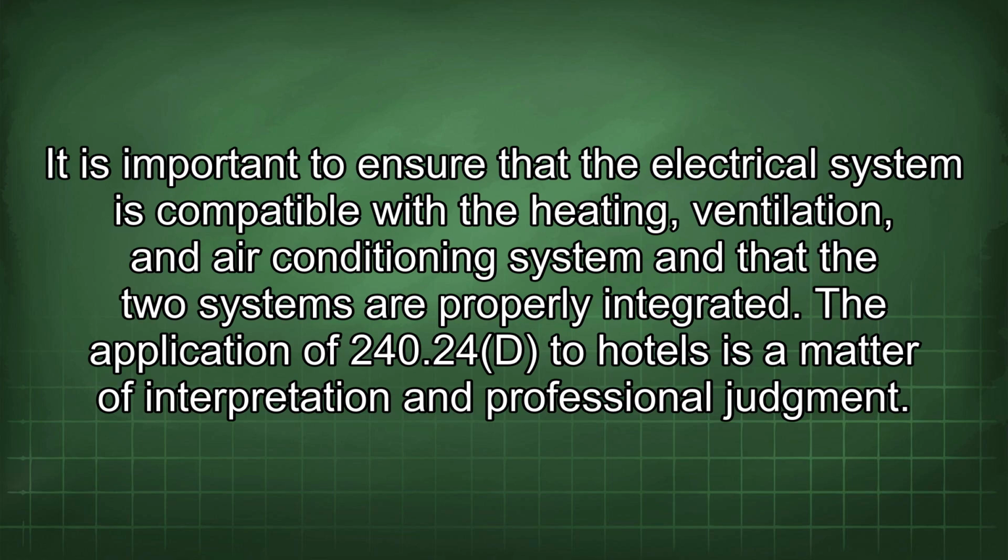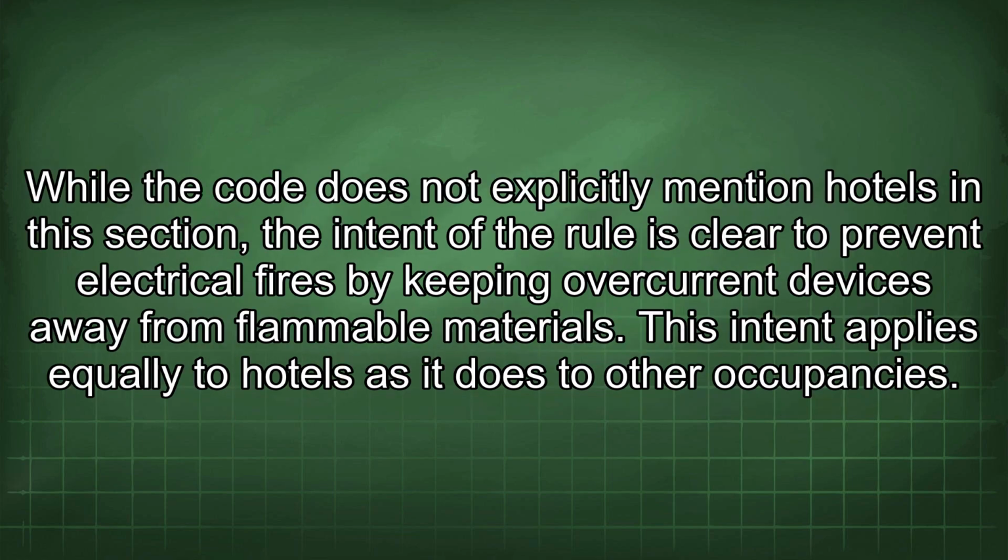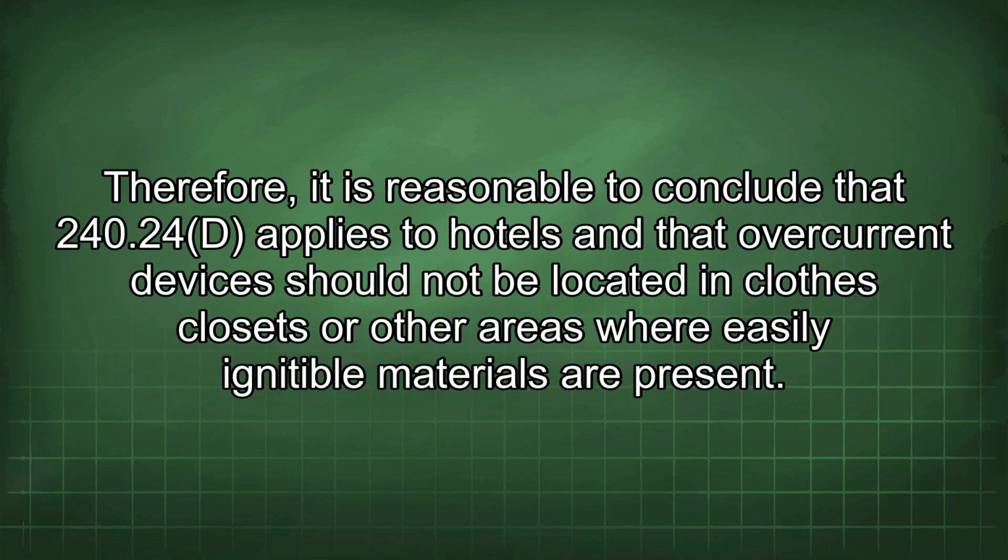The application of 240.24(D) to hotels is a matter of interpretation and professional judgment. While the code does not explicitly mention hotels in this section, the intent of the rule is clear: to prevent electrical fires by keeping overcurrent devices away from flammable materials. This intent applies equally to hotels as it does to other occupancies. Therefore, it is reasonable to conclude that 240.24(D) applies to hotels and that overcurrent devices should not be located in clothes closets or other areas where easily ignitable materials are present.